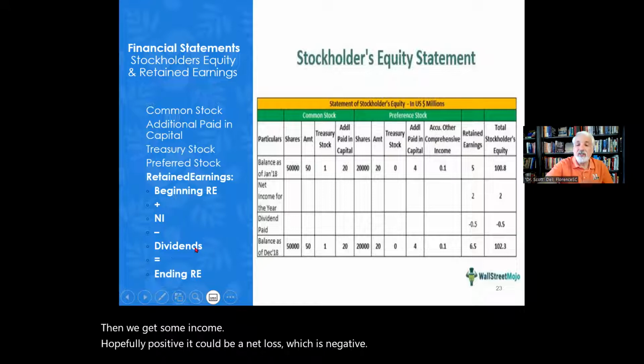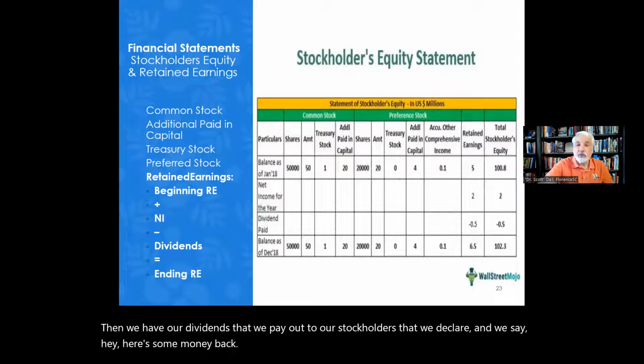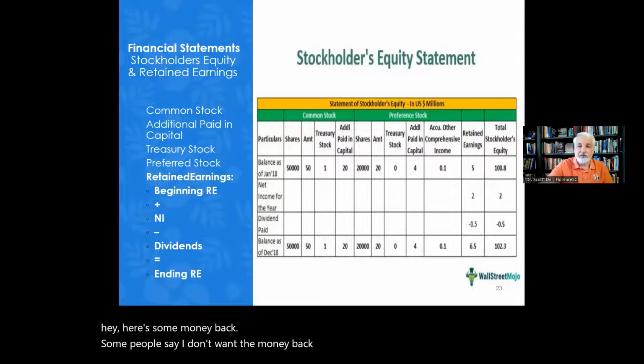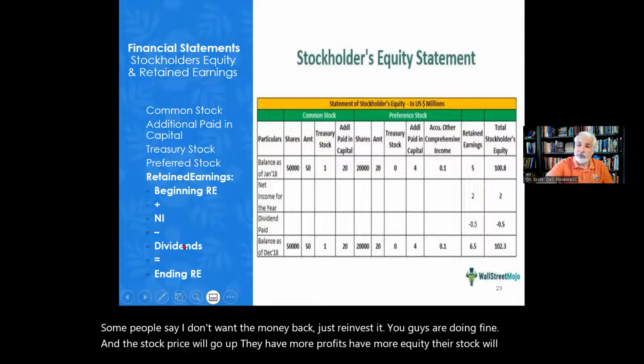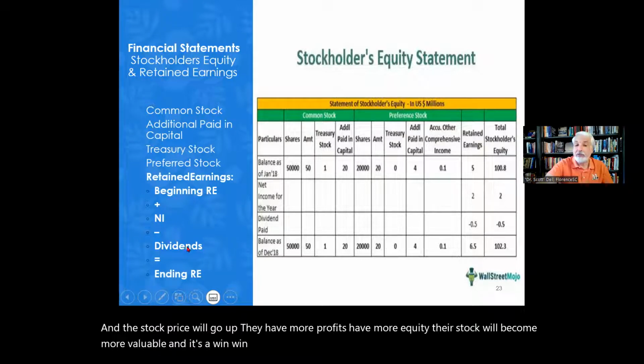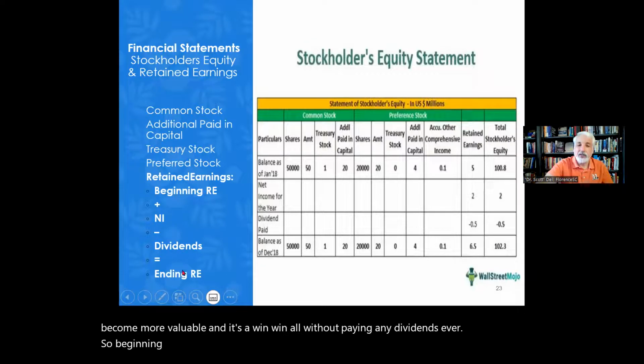Then we have our dividends that we pay out to our stockholders that we declare. And we say, hey, here's some money back. Some people say, I don't want the money back, just reinvest it. You guys are doing fine. And the stock price will go up. They'll have more profits. They'll have more equity. Your stock will become more valuable. And it's a win-win all around without paying any dividends ever. So beginning, add net income, deduct dividends, and you have ending retained earnings.